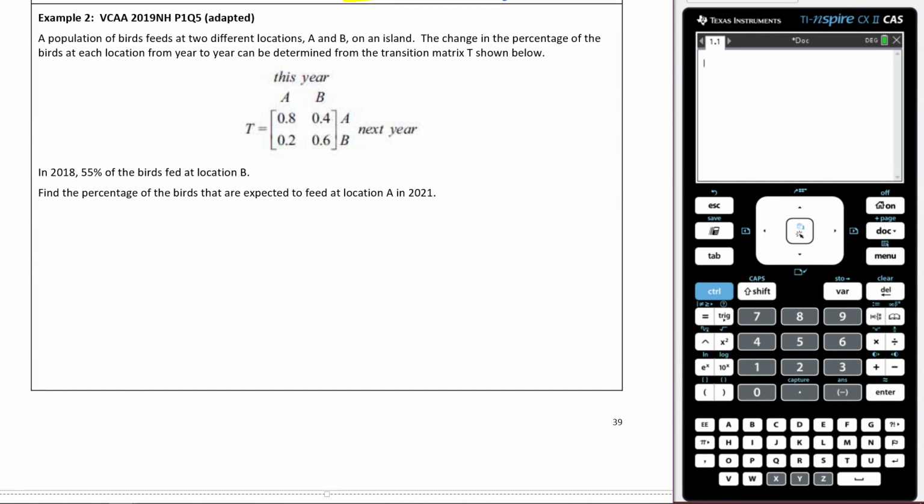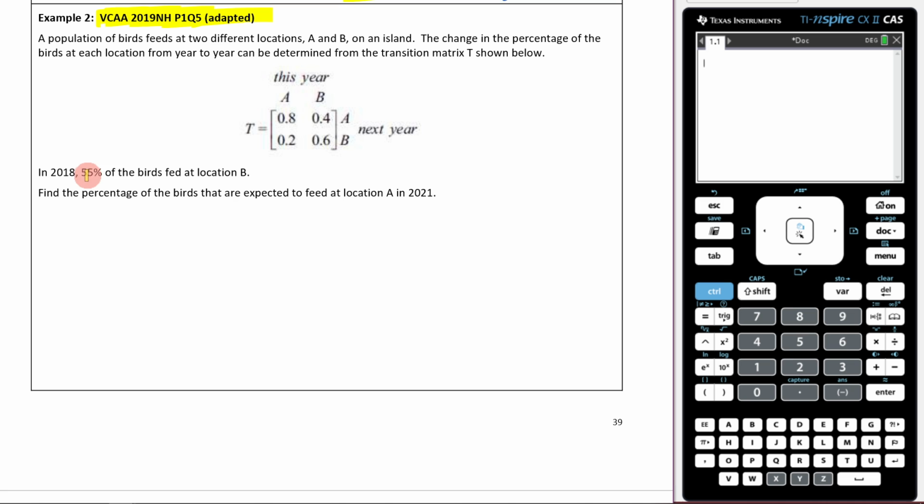Let's answer this question before us. It is taken from VCAA 2019, Northern Hemisphere, paper 1, question 5. It says the population of birds feeds at two different locations, A and B, on an island. The change in percentage of the birds at each location from year to year can be determined from the transition matrix T shown below. Here it is.